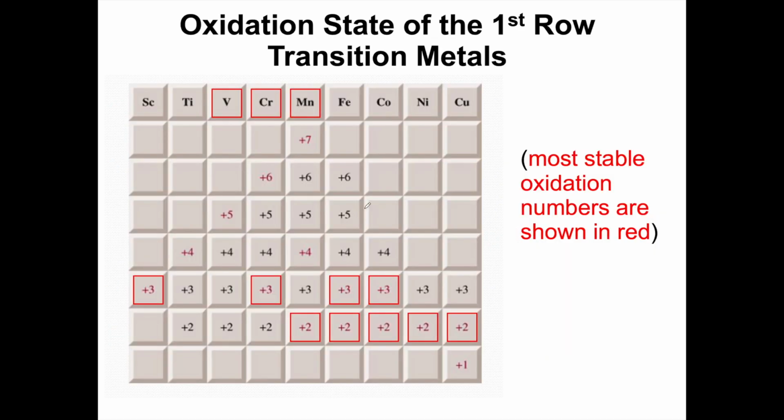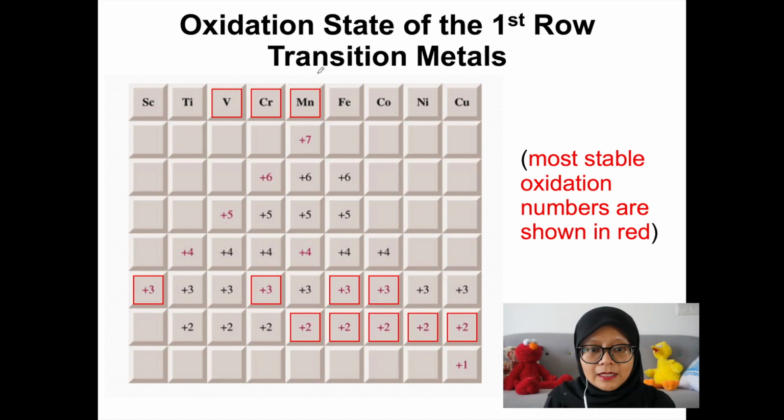And then, other than that, these transition metals have a few oxidation states. As you can see here, the most stable oxidation numbers are shown. For example, scandium, the most stable one is +3. Then we have chromium, with the stable one at +3, manganese at +2, and so on.